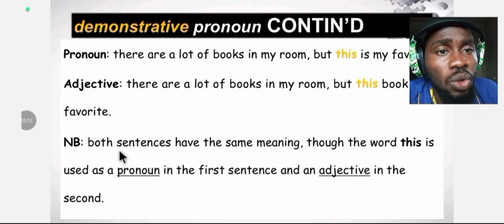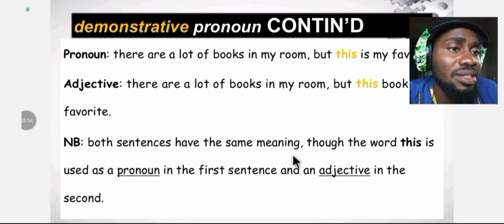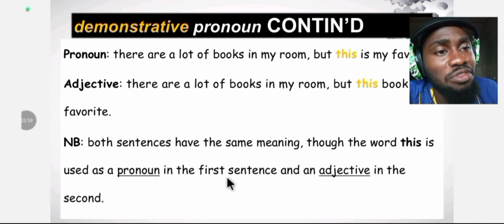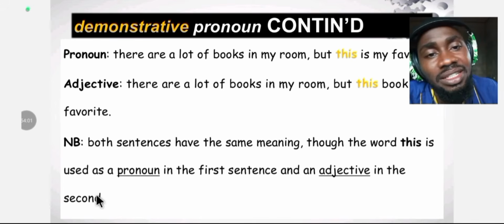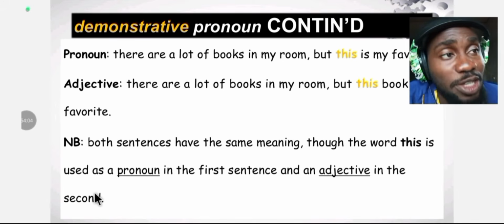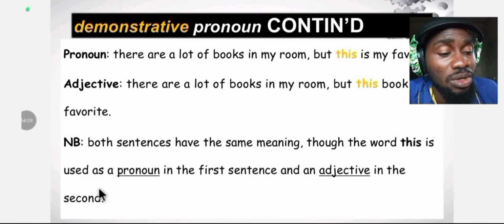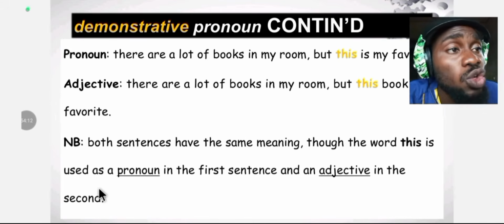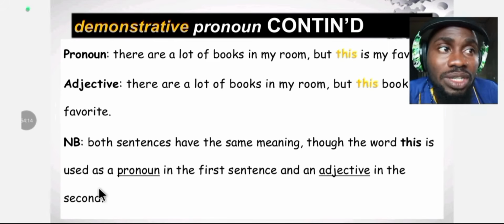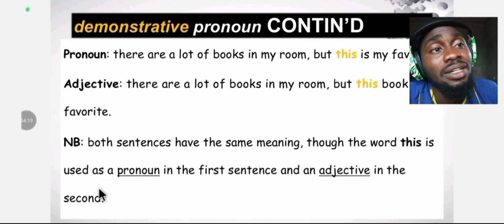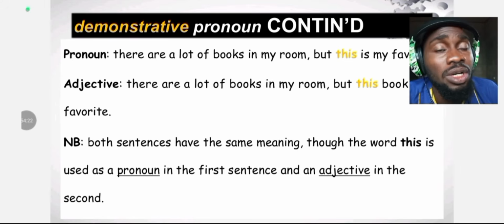Note, those sentences have the same meaning, though the word this is used as a pronoun in the first sentence and as an adjective in the second. Okay, so I've explained how you get to ascertain if the word is used as a demonstrative pronoun or a demonstrative adjective. When it's used as a demonstrative pronoun, you find a verb next to the word. But when this same word is used as a demonstrative adjective, you find a noun next to it.